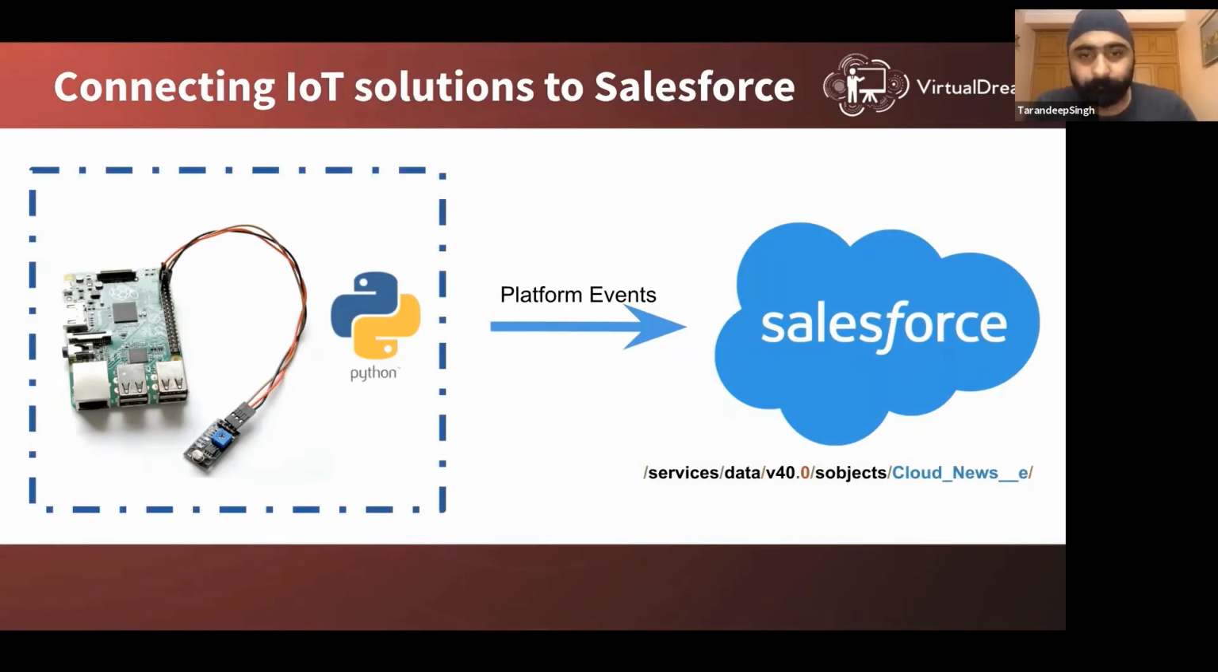For platform events, the endpoint is services/data/v40.0, where v40.0 is the API version, followed by sobjects and the API name of your platform event. If you hit this URL after you log into your Salesforce instance using simple Salesforce, you can call this endpoint and send all the data about temperature and everything to your Salesforce org. So that's how you send data to your Salesforce org.